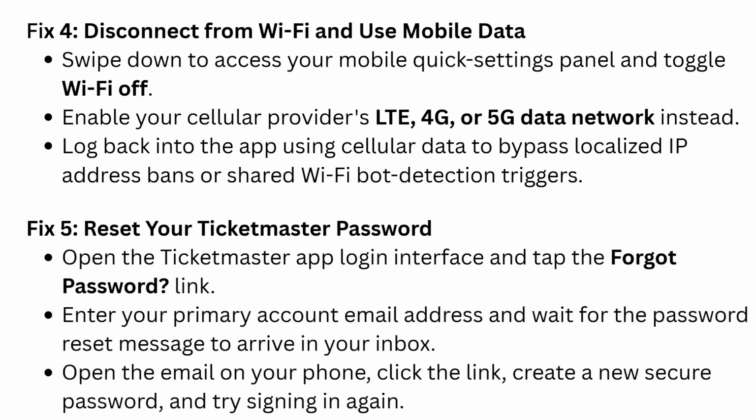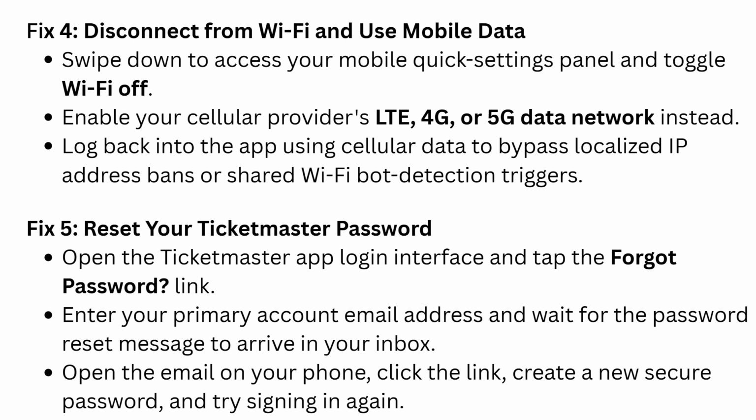Fix 4. Disconnect from Wi-Fi and use your mobile data. Swipe down to access your mobile quick settings panel and toggle Wi-Fi off. Enable your cellular provider's LTE, 4G or 5G data network instead. Log back into the app using cellular data to bypass localized IP address bans or shared Wi-Fi bot detection triggers.